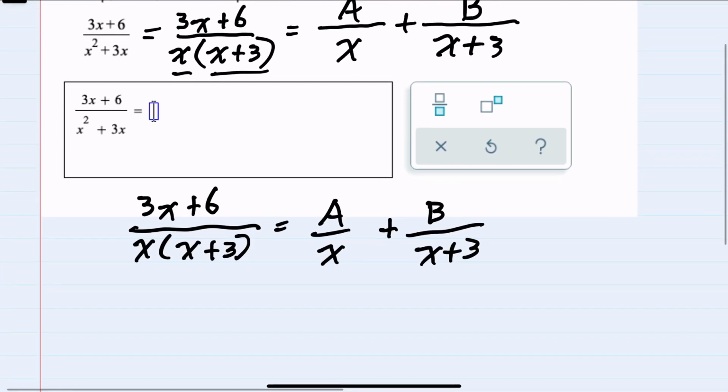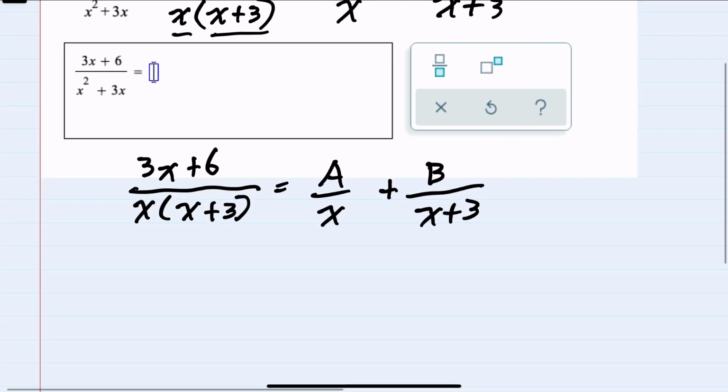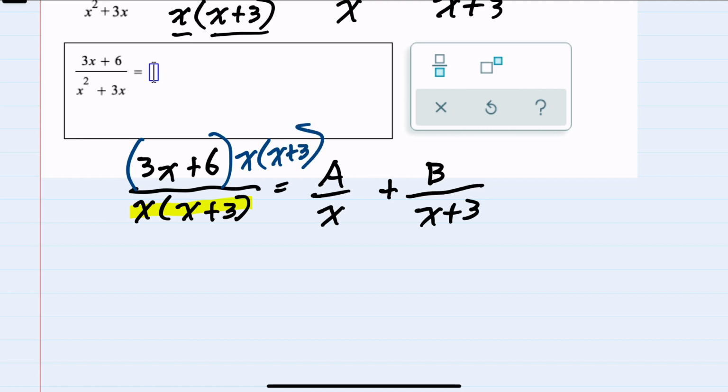And recall that our process here is to start by just getting rid of all of these denominators by multiplying by the lowest common denominator. And by design, this left-hand side is the lowest common denominator. We would want to multiply everything on the left by x times x plus 3, and each term on the right by x and x plus 3. So both the a and the b are times x plus 3.